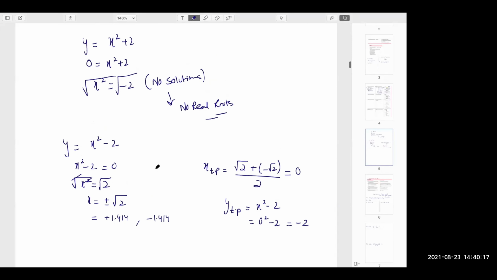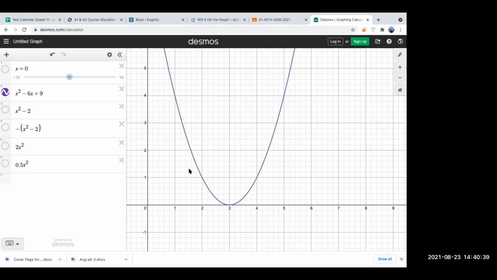x square minus 6x plus 9. Okay, let's see how the graph looks. Now, what can you say about this graph? Is it a minimum curve or a maximum curve? Minimum curve.